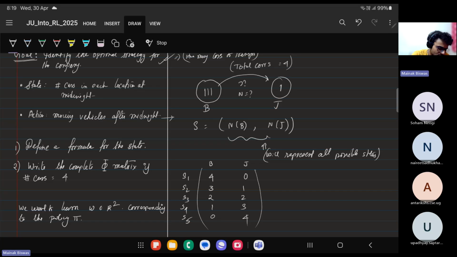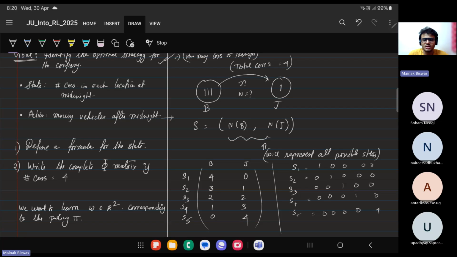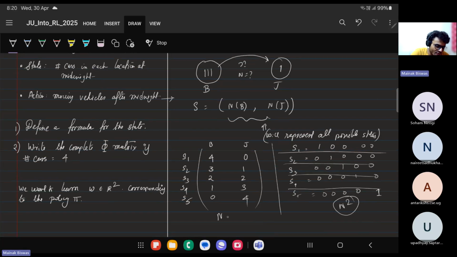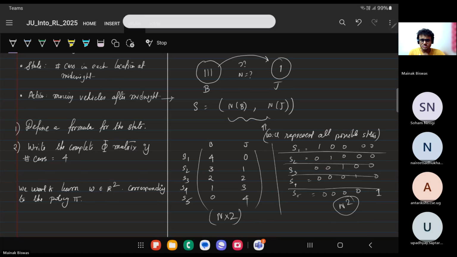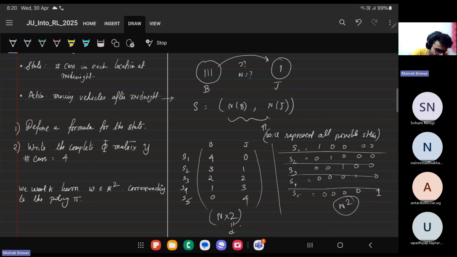We could have done something like this, where we represent state 1 as 1, 0, 0, 0, 0. S2 as 0, 1, 0, 0, 0. S3 as 0, 0, 1, 0, 0. S4 as 0, 0, 0, 1, 0. S5 as 0, 0, 0, 0, 1. So we could have represented the states like this as well. But you see, in this you have 25, n squared, number of parameters, but here you just have n into 2, where 2 is the number of features. This is the number of features that we have.